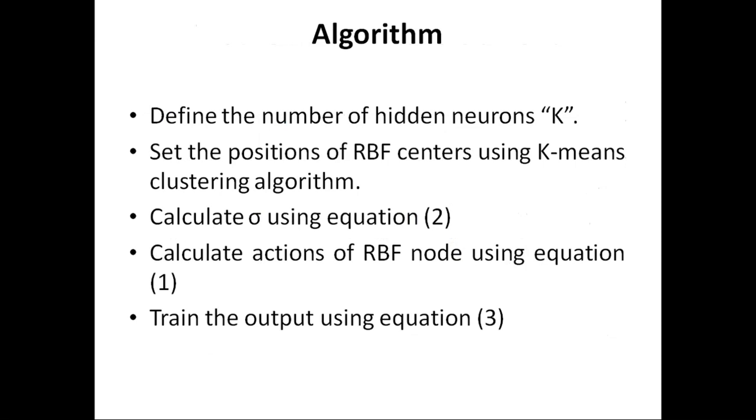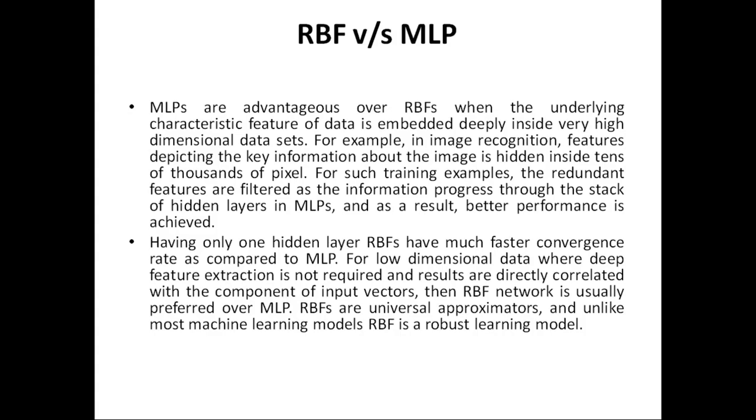Okay, what is the algorithm? Define the number of hidden neurons, that is k. Set the positions of RBF centers using k-means clustering. Calculate the sigma using equation number 2. Sigma is equal to, I have already given how to calculate sigma. And calculate the activations of the RBFN nodes using equation number 1. Train the output using the equation number. So these are the steps.